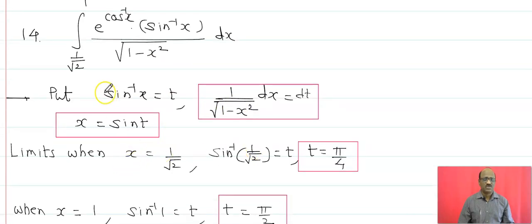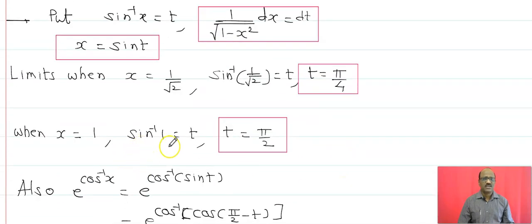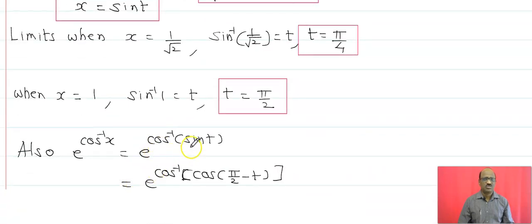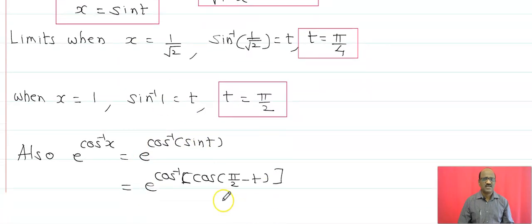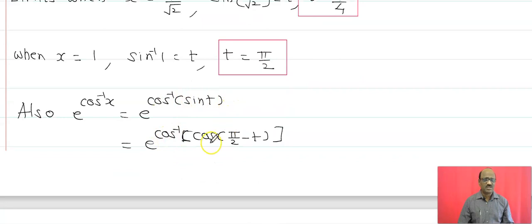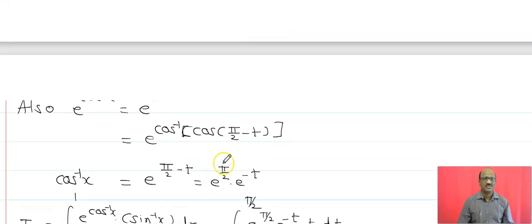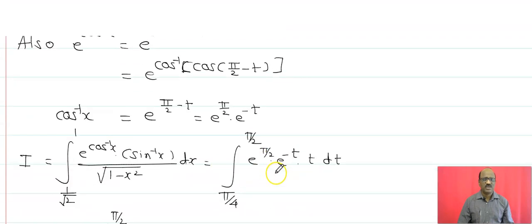When x is equal to 1 upon root 2, substitute sin inverse of 1 upon root 2, and t is equal to pi by 4. When x is equal to 1, sin inverse of 1, then t is equal to pi by 2. Also, e raised to cos inverse of x. That is cos inverse of, in bracket, what is the value of x? x is sin t. Now this sin t can be written as cos of pi by 2 minus t. Very interesting. Therefore, you will get cos inverse of cos of pi by 2 minus t, and that will be nothing but pi by 2 minus t. Therefore, it is e raised to pi by 2 minus t, that is e raised to pi by 2 into e raised to minus t.